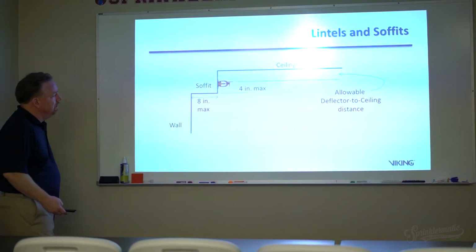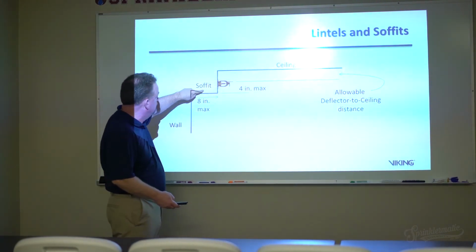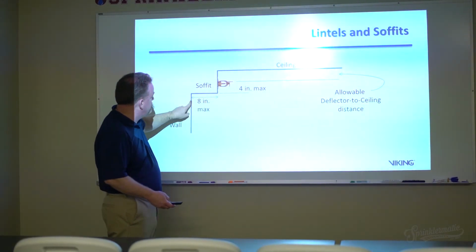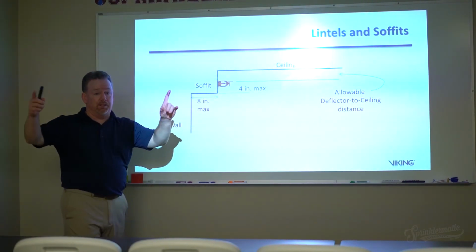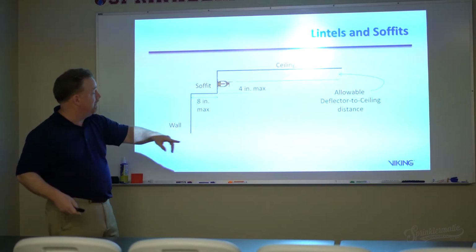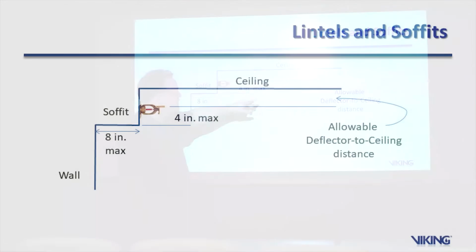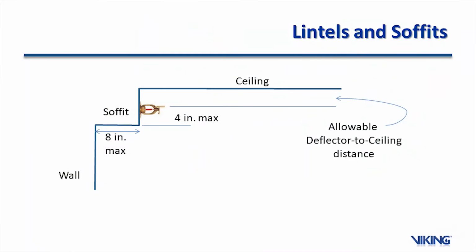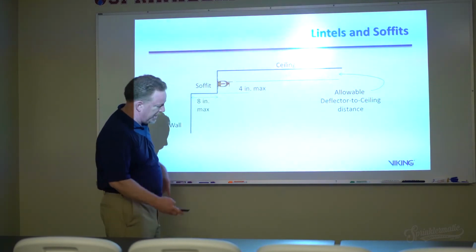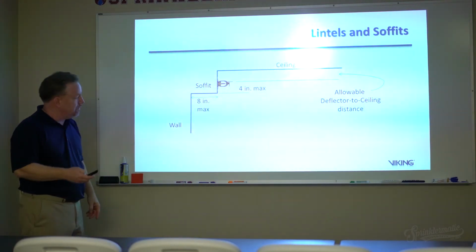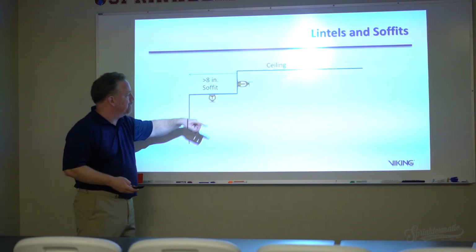Now, sometimes we install these on soffits, so we need to pay attention to the width of the soffit. Again, 8-inch maximum. Remember we saw the beam, and the beam was 16-inch maximum, so that's twice 8. Look at that magical number. Then the allowable deflector distance to the ceiling, and a 4-inch maximum from the sprinkler down to the bottom of the soffit. Once we go greater than an 8-inch soffit, we've got to put a sprinkler down below.